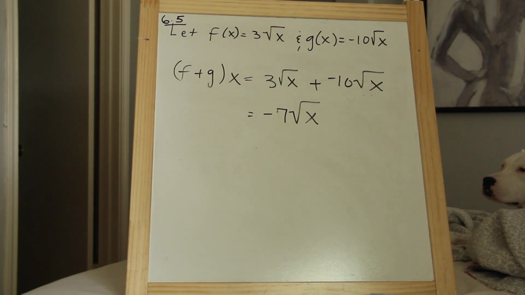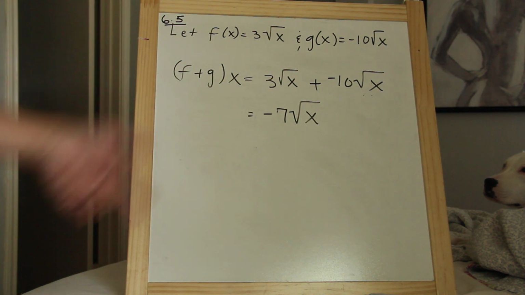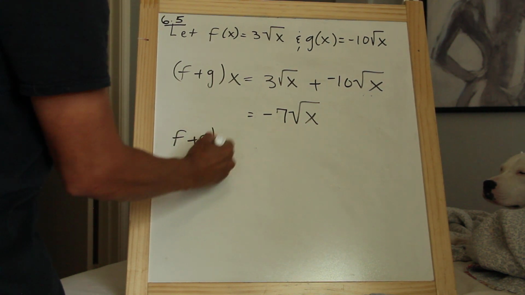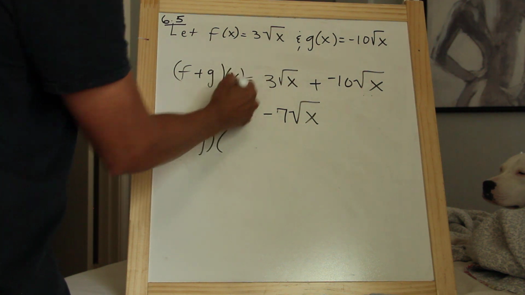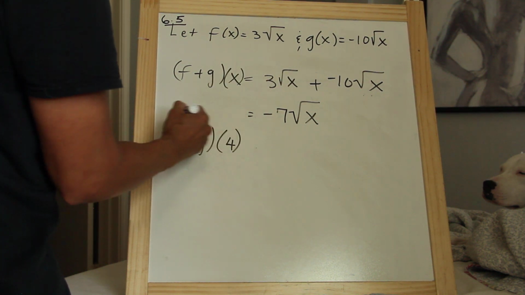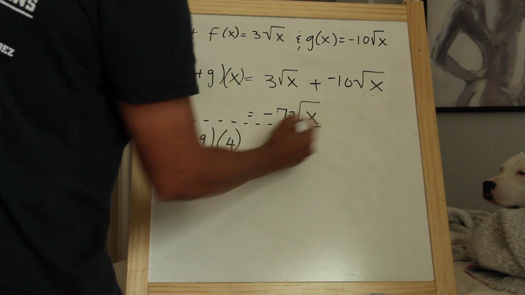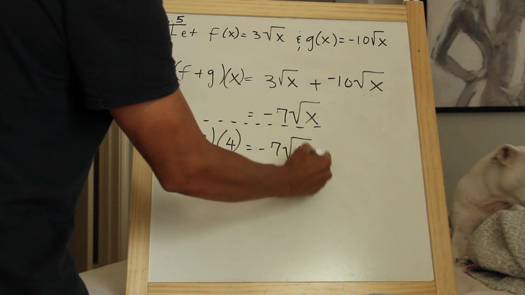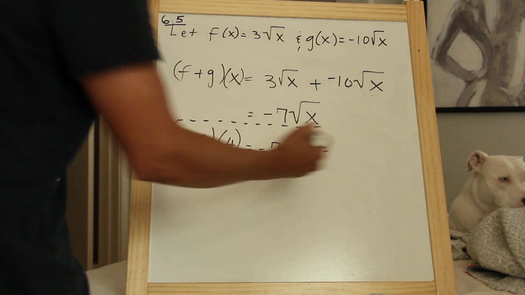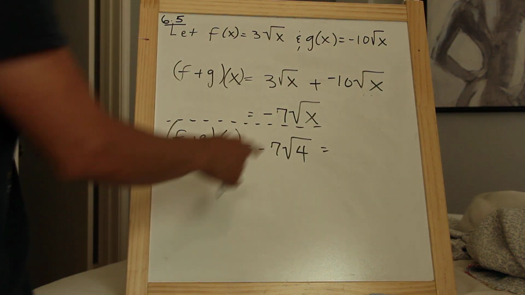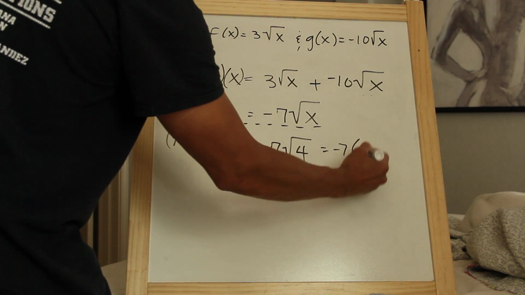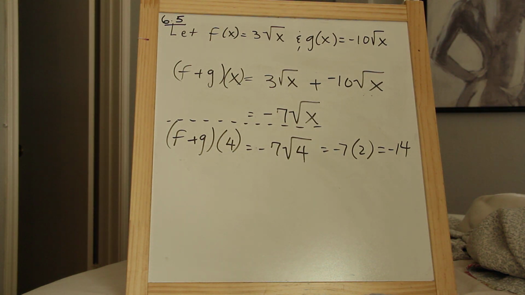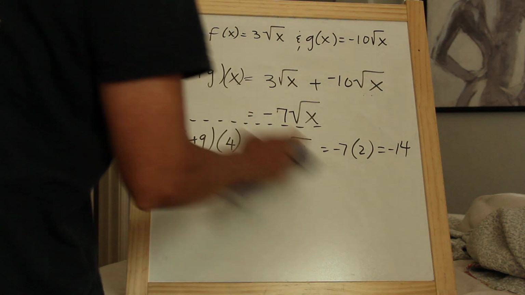And so from there, if I want to evaluate it, let's say, what is f plus g of 4? Now I replace x with 4. This is saying negative 7 square root of 4. We're going to take the positive root of this, so the square root of 4 is 2, and that gives me negative 14. So that's how they get negative 14 for the problem there. Okay? Alright, moving on.